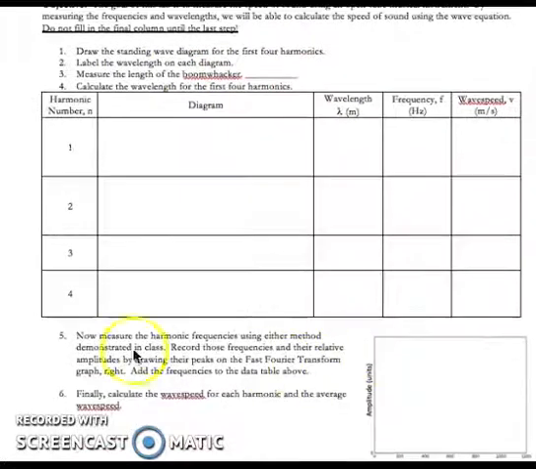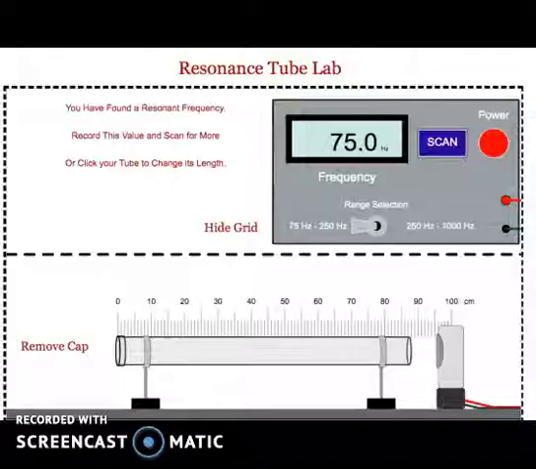Okay. Now, it says to measure the harmonic frequencies using either method demonstrated in class. Well, you're only going to be able to do one, so let's show you how that works. Once you get to the Resonance Tube Lab at physicsclassroom.com, we want to find the resonant frequencies of this tube. So what I want you to do is click the tube to change its length to the longest it can possibly be. Then we're going to try and figure out the speed of sound using just this tube. We're going to measure its length and therefore be able to calculate its wavelengths.